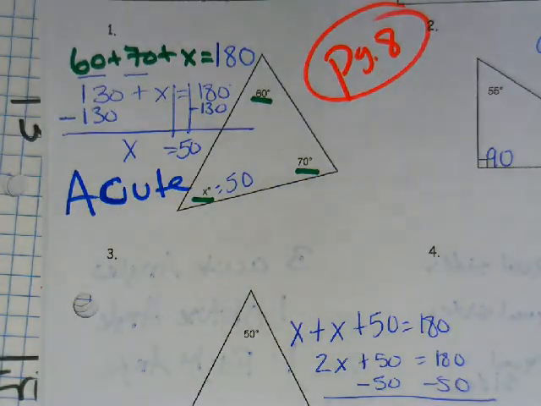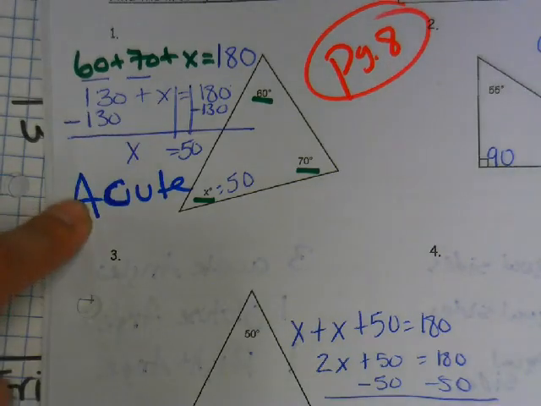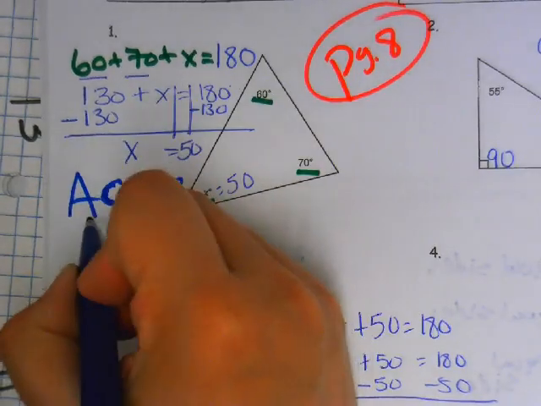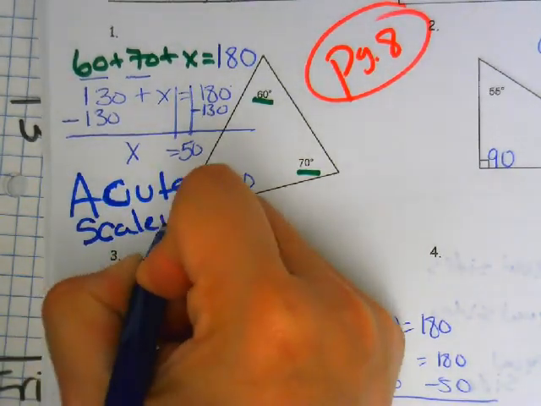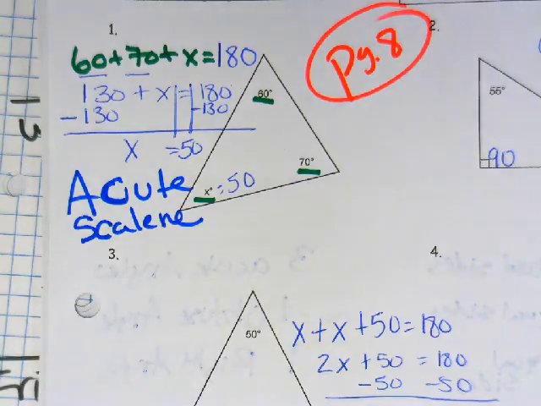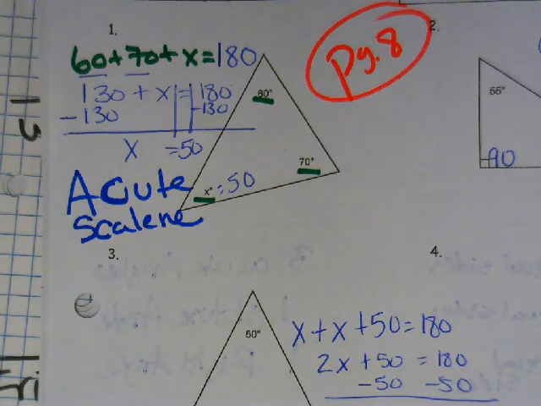We don't have any measurements outside, but here's the trick. Are any of the angles equal? No. So if none of the angles are equal, none of the sides are equal. So what do we call it when no sides are equal? Scalene. So number 1 is called an acute scalene. Acute because all the angles are less than 90, and scalene because none of the angles are equal.